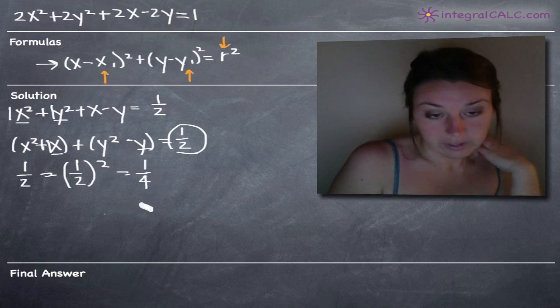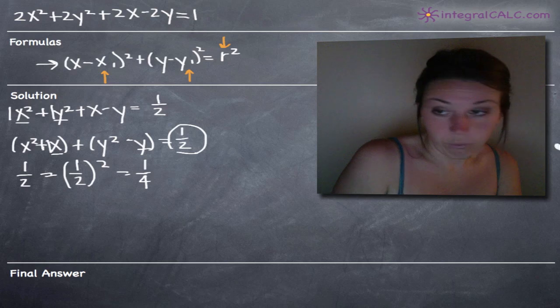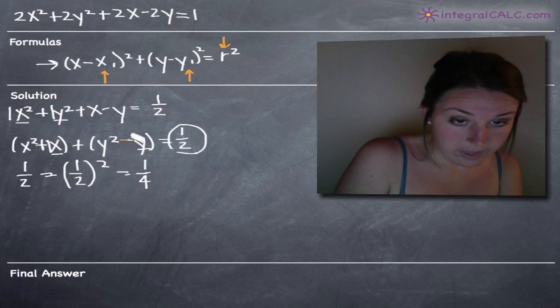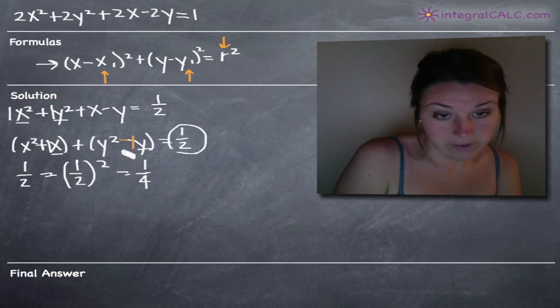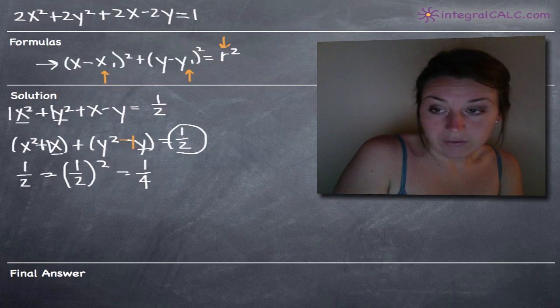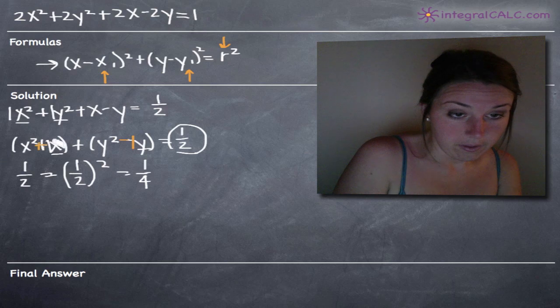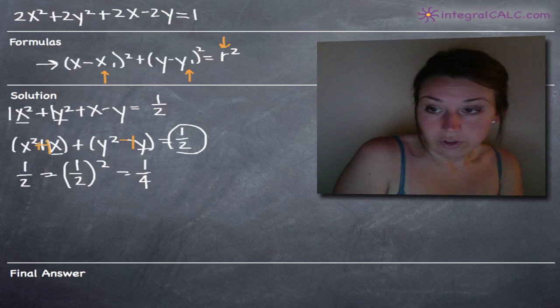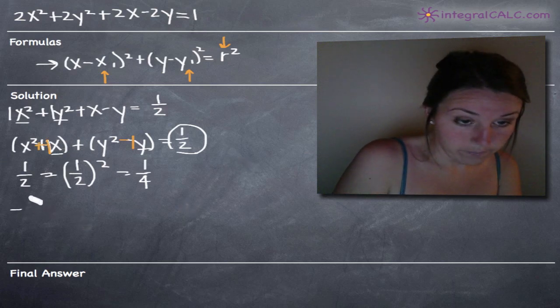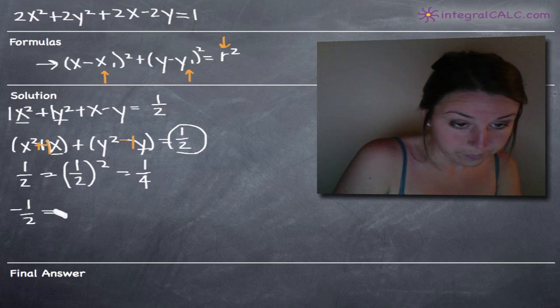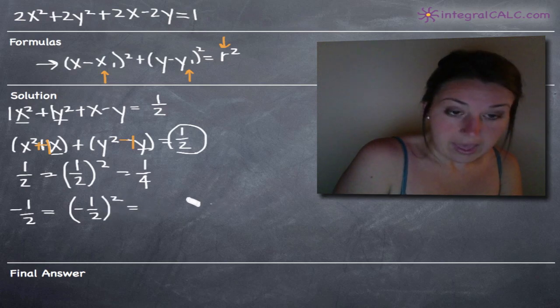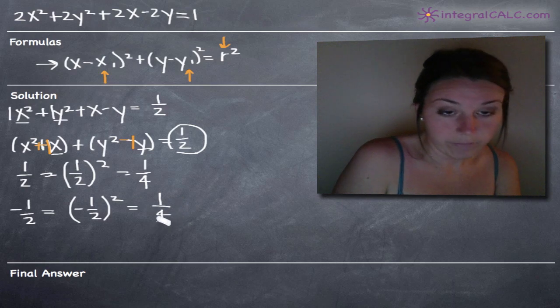So let's just leave that alone for a second and do the same thing with y. The coefficient on y is a -1, right? Because we've got a minus y, so it's a -1. This was a +1. So we take -1, we divide it by 2. Obviously our answer is -1/2. We square our answer, and -1/2 squared gives us still a +1/4.